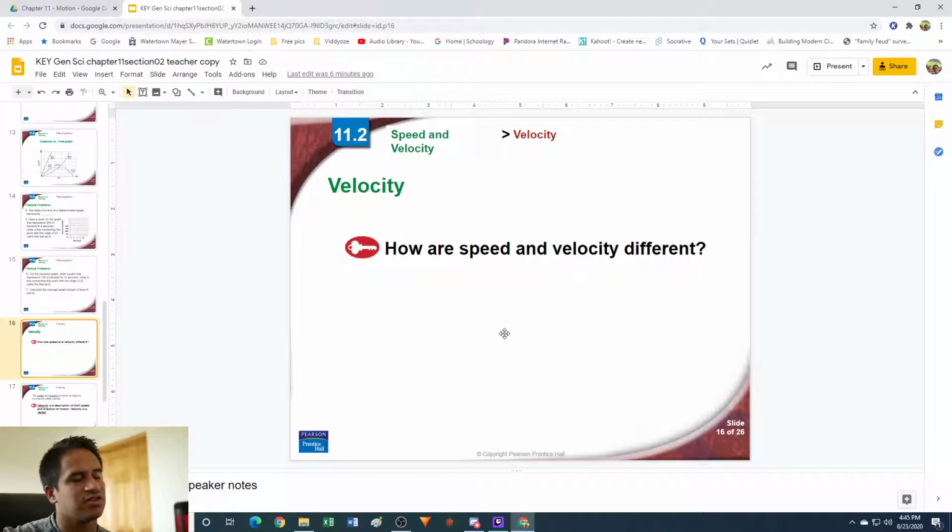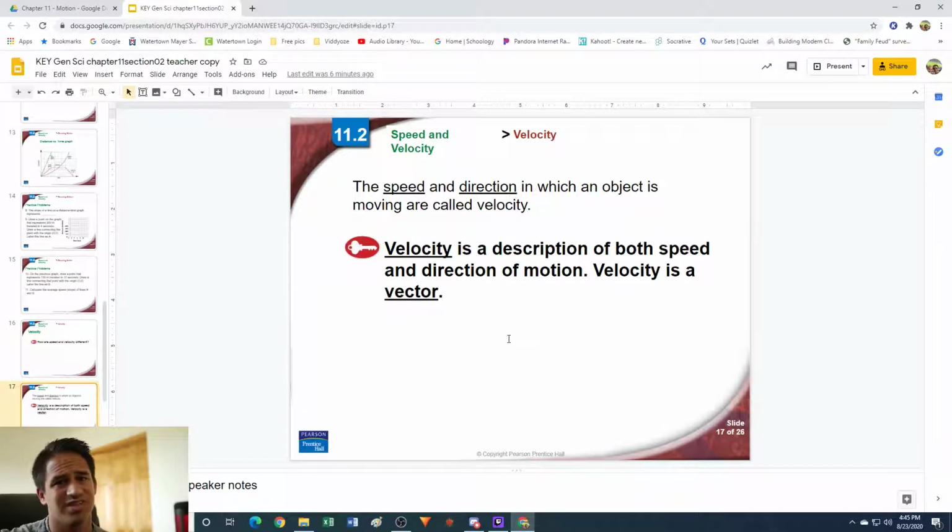And the last section here then is velocity. So we've talked about speed, which is, of course, just how fast something travels, and it's usually a distance divided by a time. So how is velocity different? Well, it's actually very similar to the difference between distance and displacement. Speed is just how fast something travels, and velocity is how fast it travels and what direction it goes in.